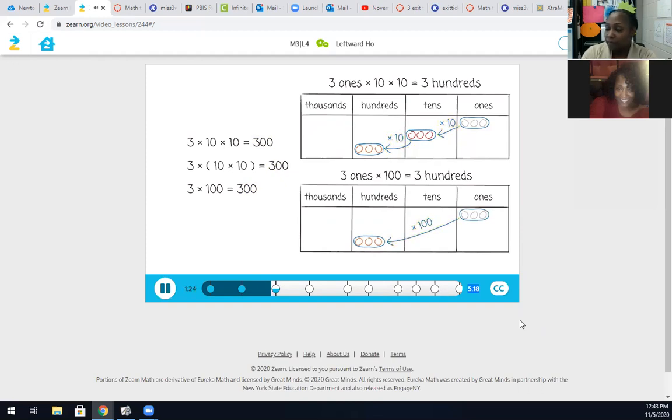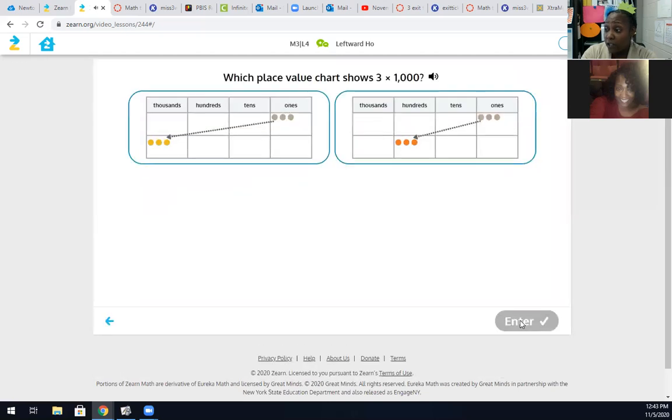Now try using what you know to solve 3 times 1,000. Okay, guys. Now, we are going to try to do 3 times 1,000. Now, we know that they've told us that we can move our disc to the spot that it's multiplied by. Would it be hundreds? Is my 3 multiplied by hundreds? No.